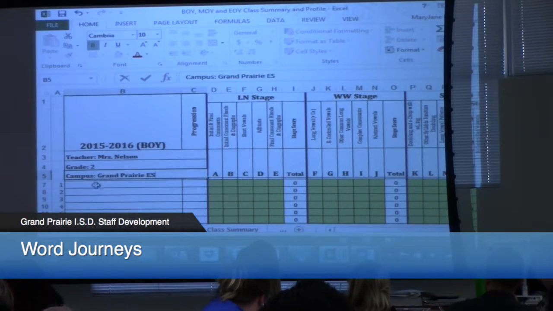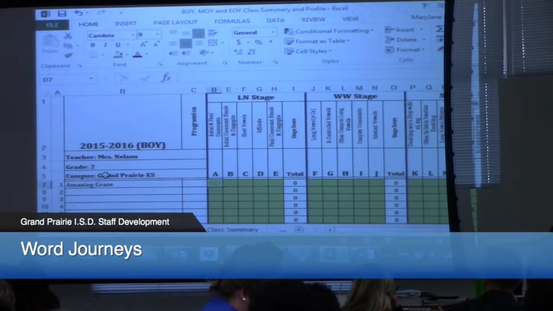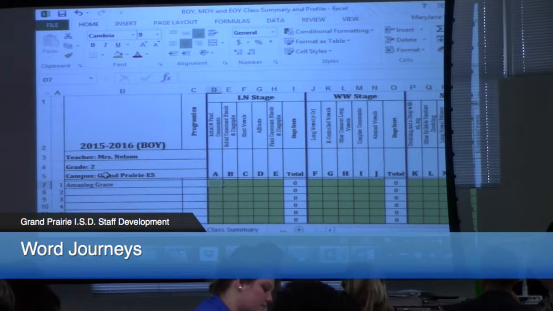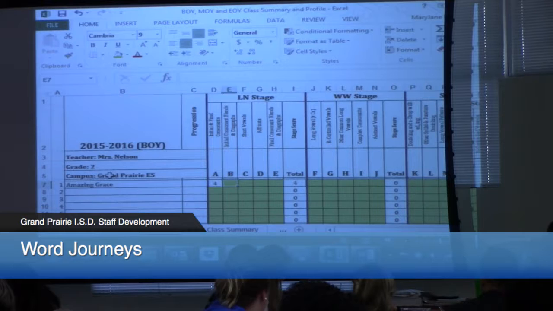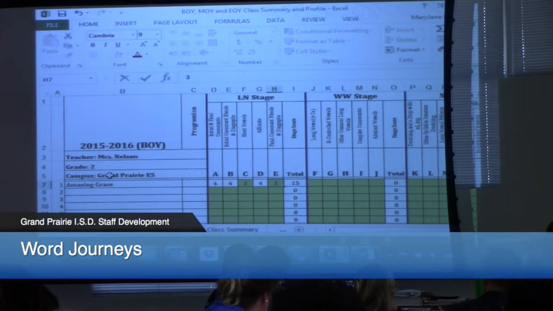Elementary school, and my first student is Amazing Grace. So now I'm going to put in her score exactly as it says on here. Okay, so I'm going to write it in. 4, 4, 3, 4, 3.